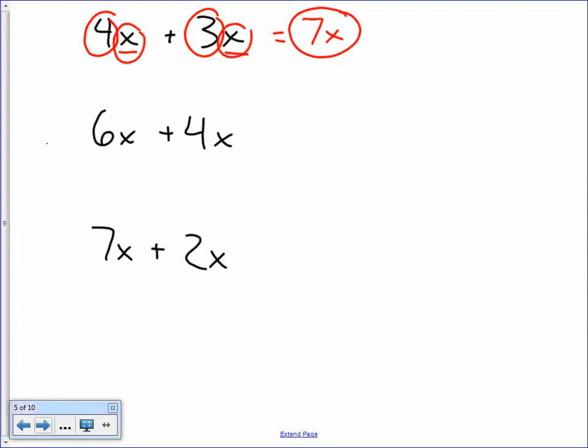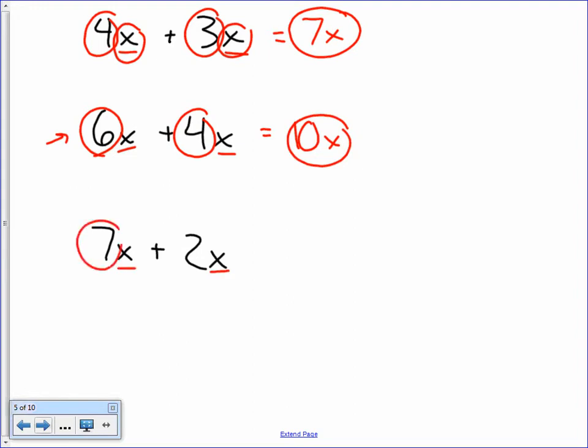Likewise, for the second one here, I have 6x plus 4x. The x's are in common. I can add the 6 and the 4. That gives me a 10 and the variable x. Next one here, the x's are in common. So take the 7, add the 2. That gives me a 9 with the common variable x.